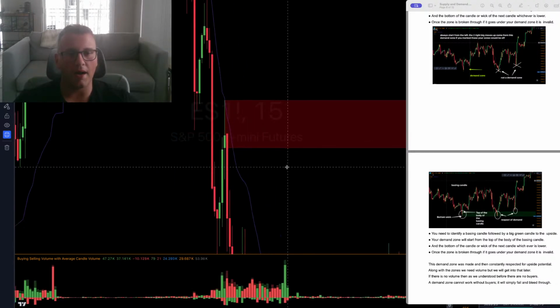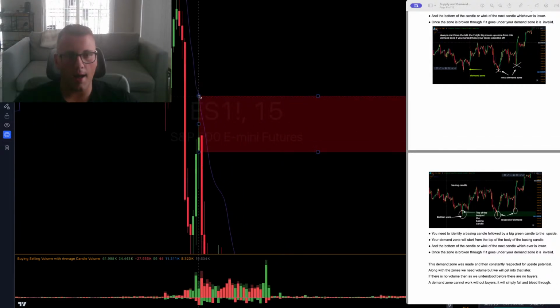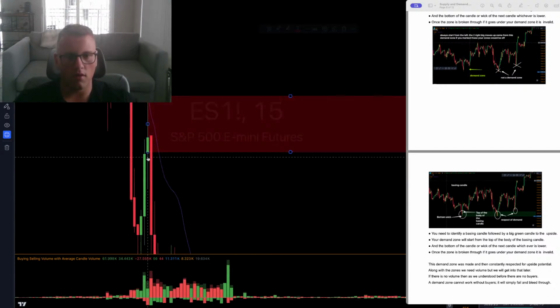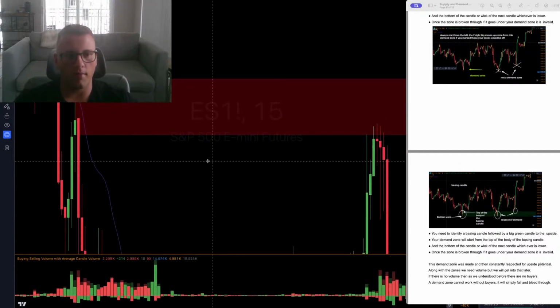It has to be a body closure, not a wick. The top wick to the body of the basing candle. This is incorrect. This is correct. And you can see just by moving it from a 45 minute or 1 hour to a 15 minute, again, it made it a lot tighter.